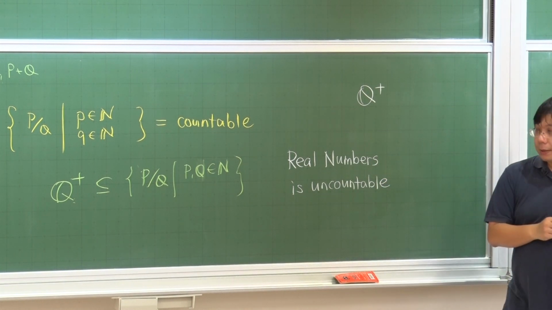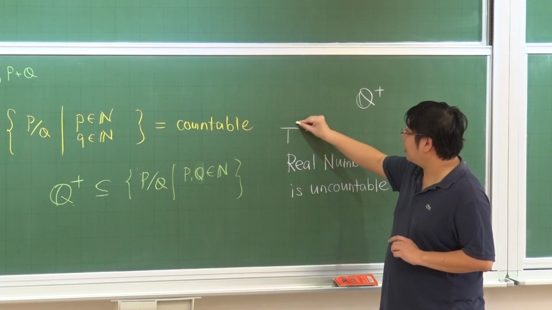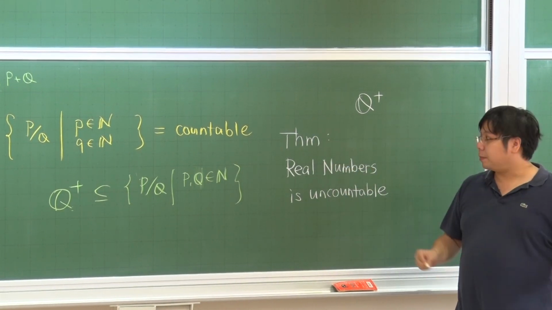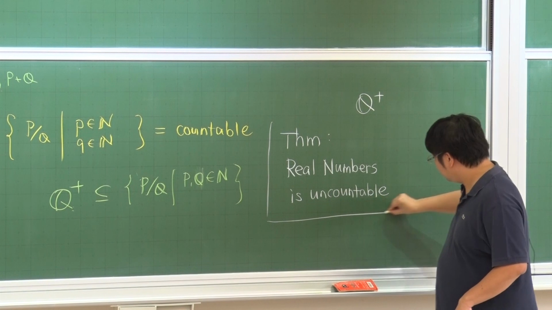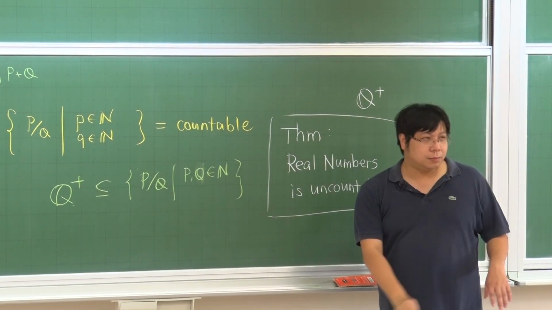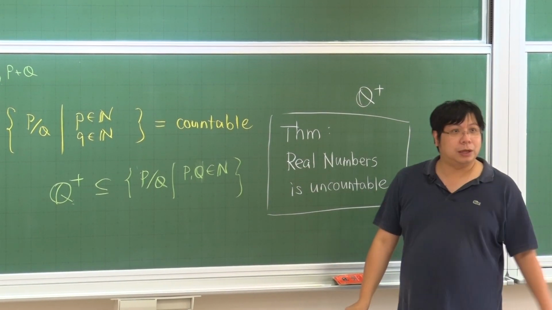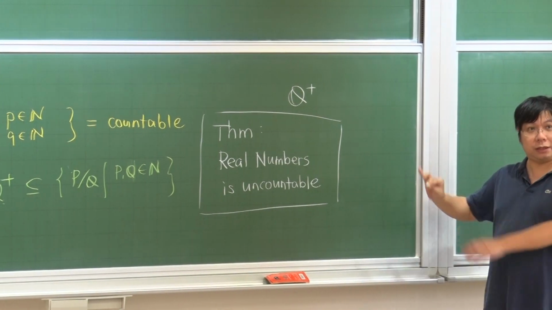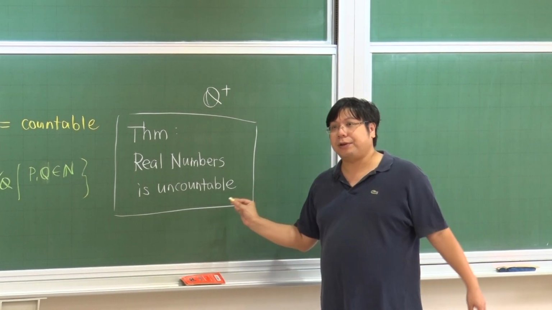Okay, the set of real numbers is uncountable. This is a big theorem, a super big theorem, because this problem was only solved within the last 200 years, I think. So this is not a too old result, and it is a breakthrough result.